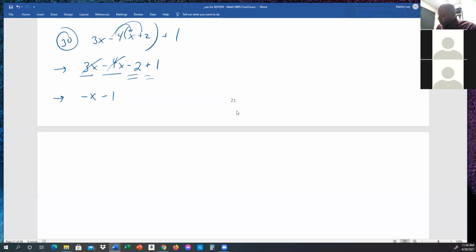I missed something. Nick, go back for a second. Oh, good grief. All right. Negative 4 times a positive 2 is not a negative 2, it's a negative 8. This should be negative 8. And then plus 1. All right. Then we combine like terms. Negative 8 plus 1 gives me a negative 7.